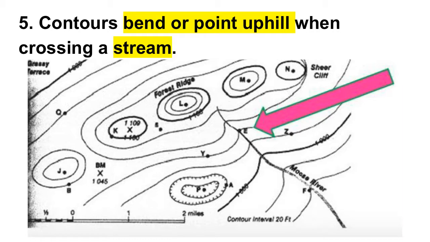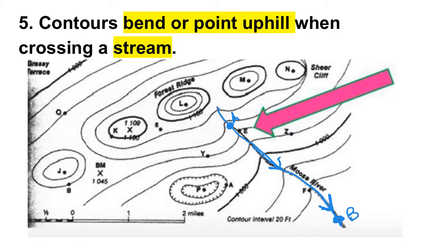Number 5, contour lines bend or point uphill when they are crossing a stream. This is so cool. Let me show you an example of this. Here is Moose River flowing along. Now, I can tell by looking at this map that Moose River is flowing in this direction. So if I were to put a canoe in here and I wanted to flow downhill, I'm going to have to put it in right here at point A, and it's going to go flowing downhill, and I'm going to go down the stream all the way down here to point B.